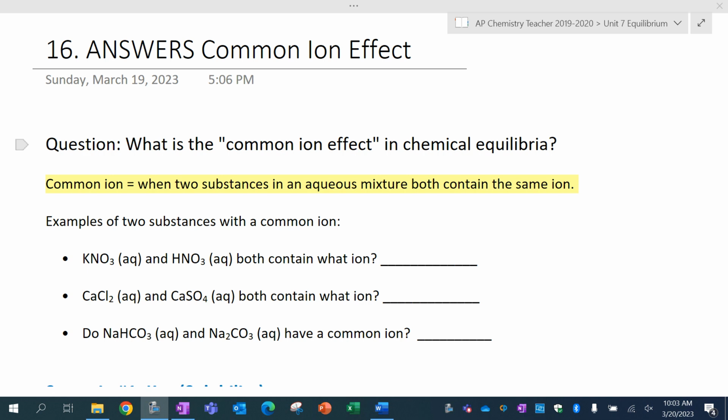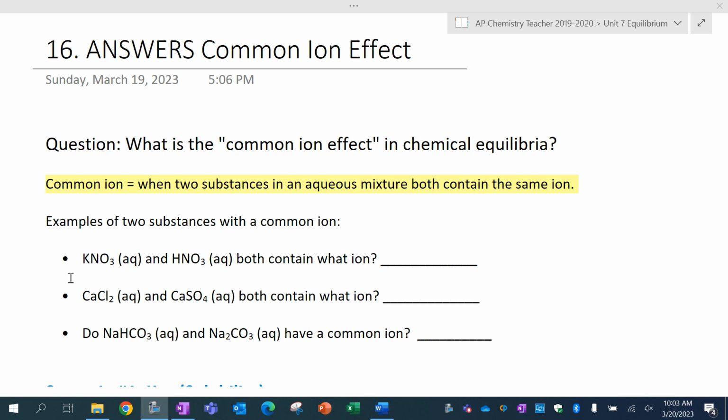Welcome. In this video, we're going to take a look at what the common ion effect is and how that's going to affect calculations involving chemical equilibria. So first we want to define common ion. A common ion is when you have two aqueous substances together in a mixture that both contain the same ion. So let's look at some examples.